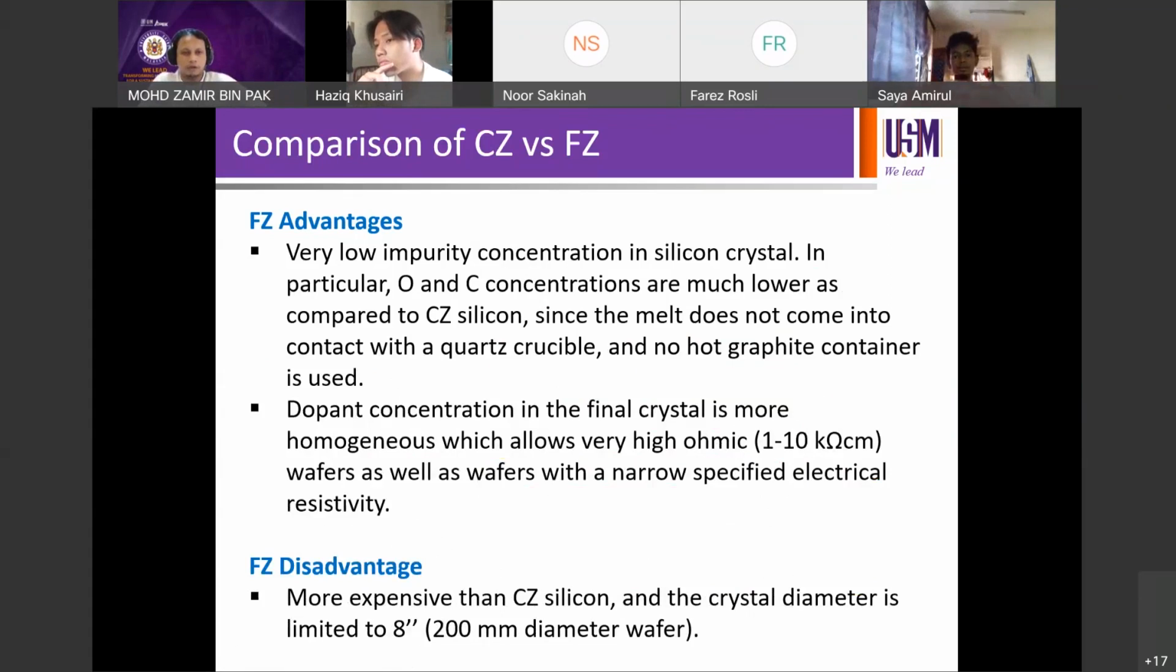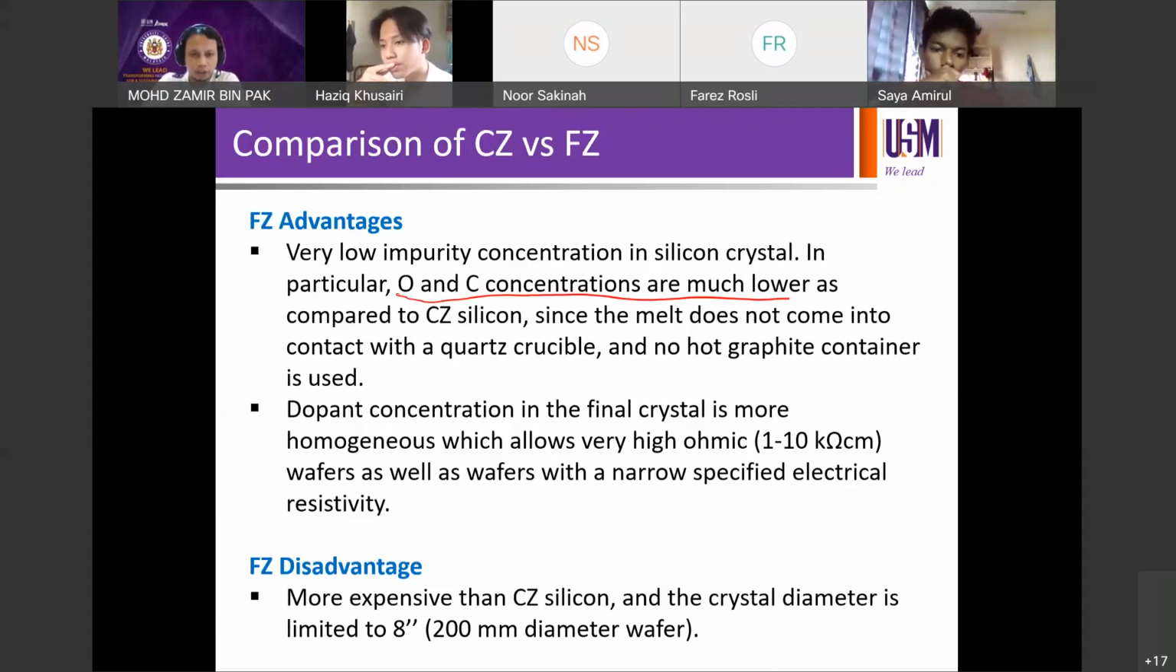So in particular, oxygen and carbon concentration are much lower as compared to CZ, right? O and C are much lower compared to CZ, since the melt does not come into contact with the quartz crucible and no hot graphite container is used. Because we only use an RF coil, it's a contactless process. Okay, so tak ada sentuh, so therefore less contamination in that sense.